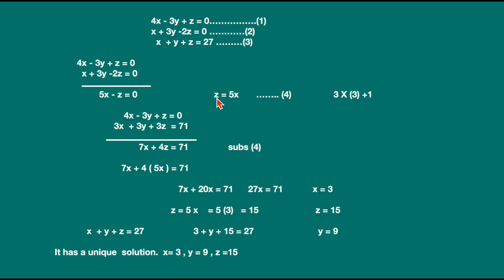Now I can even do substitution. I can substitute z is equal to 5x here. Simplify, and I get the value of x. With the x value you can get the value of z also, that is 15, since 5 3s are 15. Now these two values you can substitute in any one of these equations. You'll get y as 9. So the answer is x is equal to 3, y is equal to 9, z is equal to 15. So you get a unique solution. This is the nature of solution. It is unique.